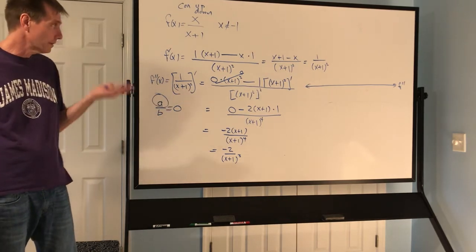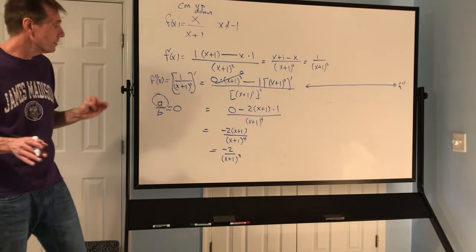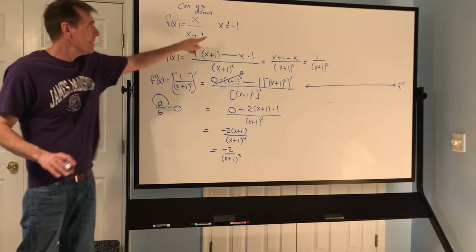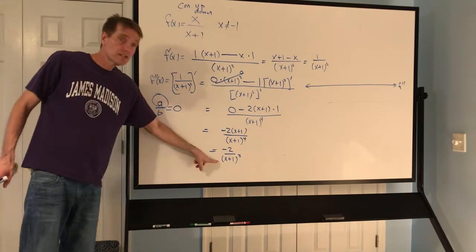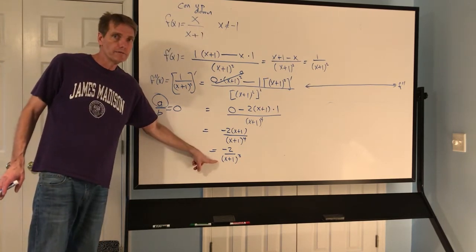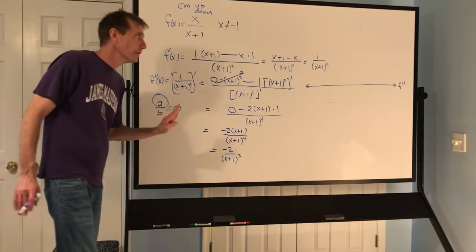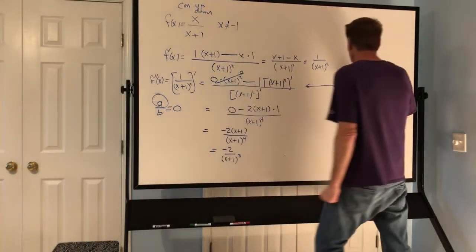You're like, well, Dr. Warren, then are we done? No, we're not done, because there is a place where the domain goes bad, and it's still bad down here in my second derivative. It's also bad in my first derivative. So I need to mark that on there.